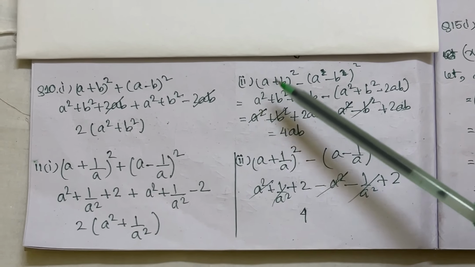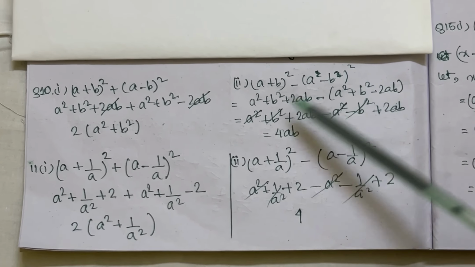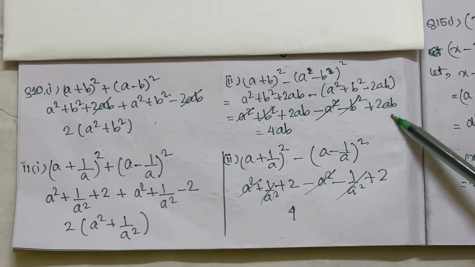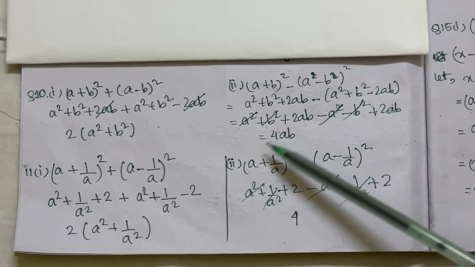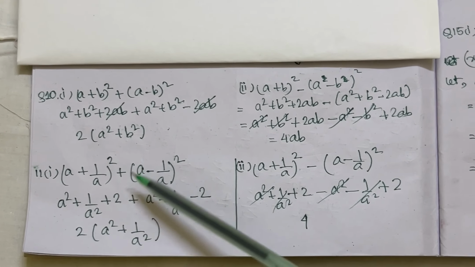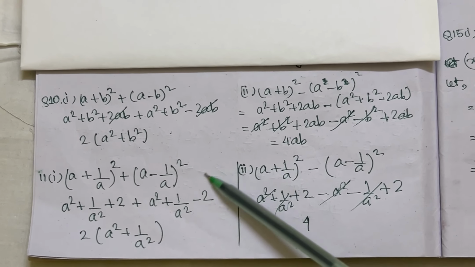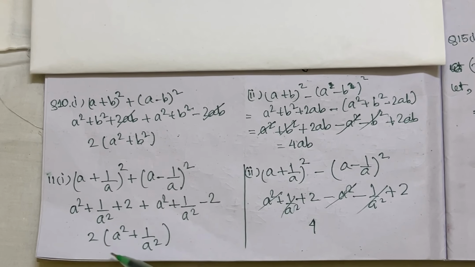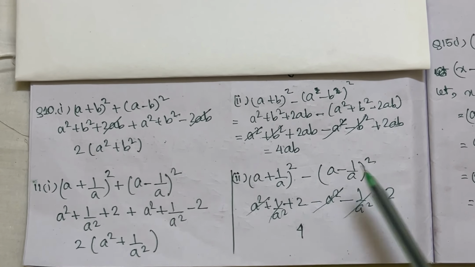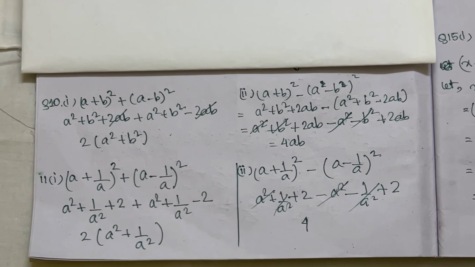So we are taking 2 common into a square plus b square. Now for part 2, that is a plus b whole square minus a minus b whole square. Similarly putting the values, next simplifying and seeing if anything cancels out, many things get cancelled out, so it becomes 4ab. 11 part 2, a plus 1 by a whole square plus a minus 1 by a whole square, a plus b whole square formula and a minus b whole square formula. Simplifying, getting 2 into a square plus 1 by a square. And for the second part, it is also the same thing, simplifying according to the formula and it comes as 4.